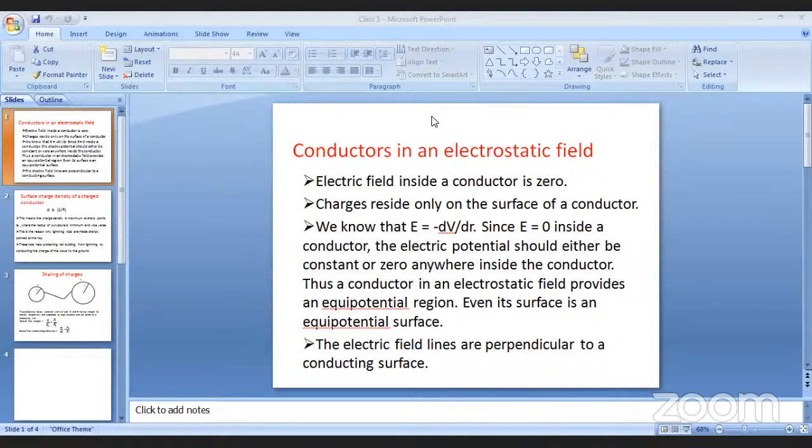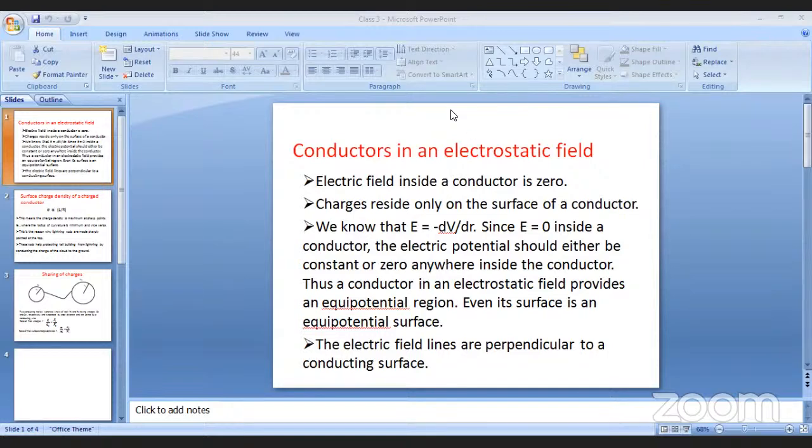And the second one is that the charges reside only on the surface of the conductor. The total charge inside the conductor will be zero. The electric field is also zero, and the charges won't be inside the conductor. This is a direct consequence of Gauss law. You know very well, integral E dot ds is equal to 1 by epsilon naught times q, that is the total charge enclosed. In the interior of the conductor, you won't be having any electric field, as mentioned in the first point.